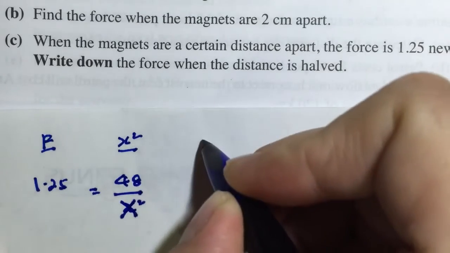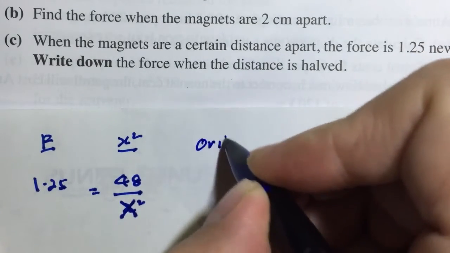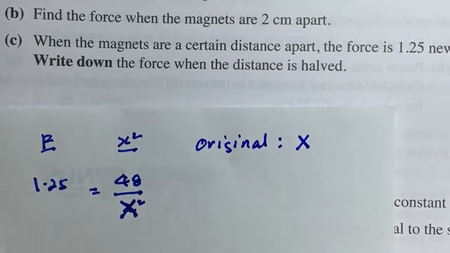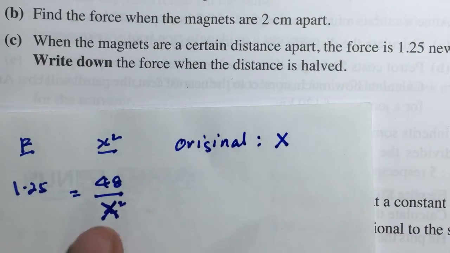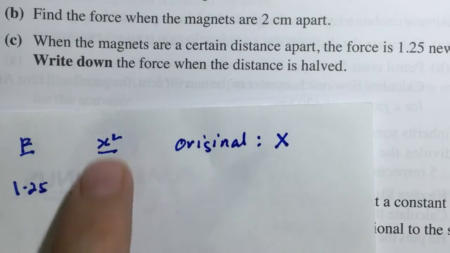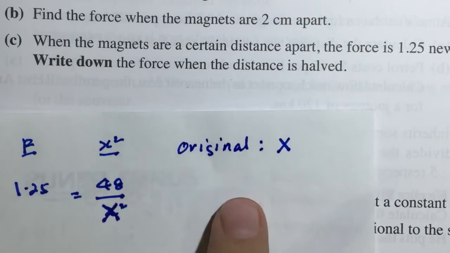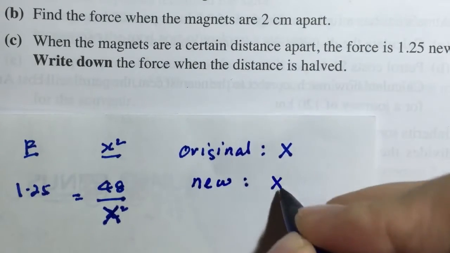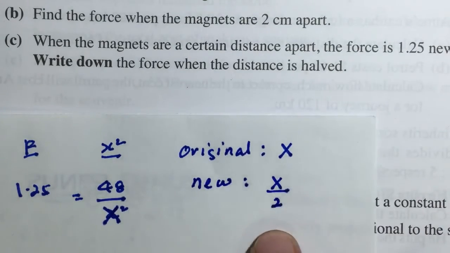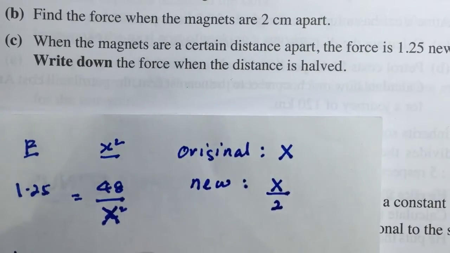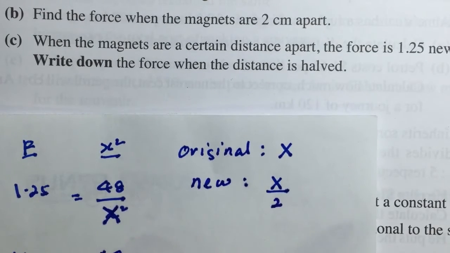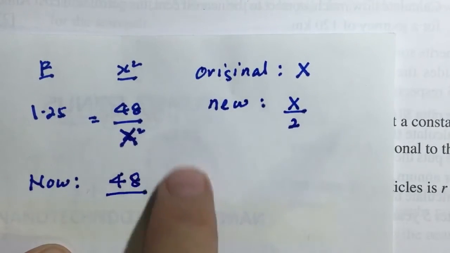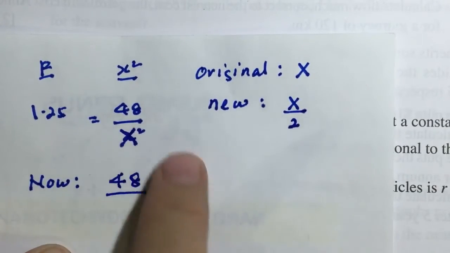So we use the original distance, which is x. Obviously when this is x, and if the connection is a square, we use this as x squared. Now they tell us that the distance is half. So for the new distance, we are going to halve this. Don't forget, when we halve it, we also have to make sure that we square this. So now we are going to work out the force. Don't forget, we always have an original of 48 to share out. Remember, this was like the number of chocolates that we had originally. So this is the original.